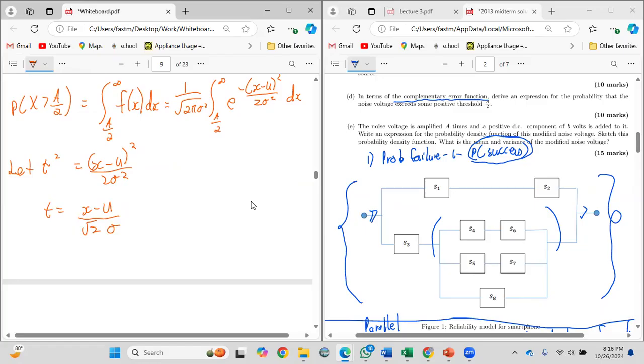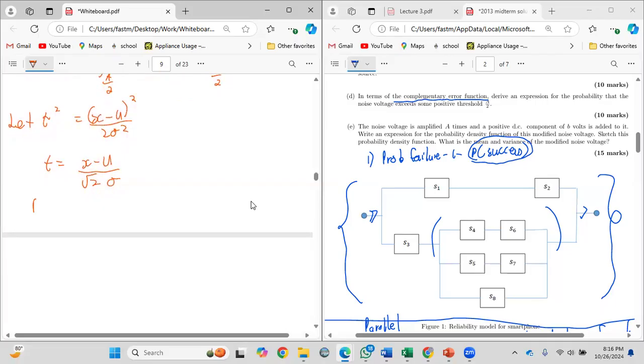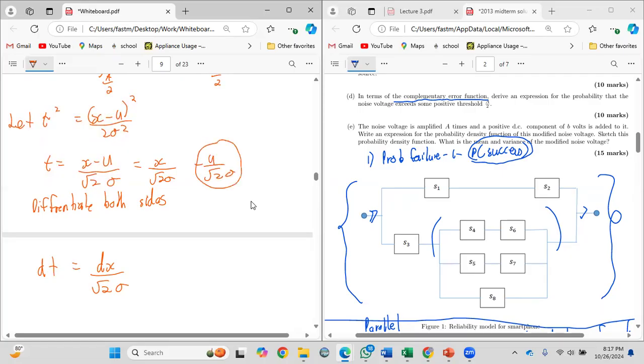So what we're working towards here is to get dt. So to get dt, we differentiate both sides. So you end up with dt equal to dx over the square root of 2 sigma. The reason is that you could say this is x over root 2 sigma minus mu over root 2 sigma. This here is a constant, and the derivative of a constant is 0. And here the derivative of x is 1, so you have dx over root 2 sigma, right?